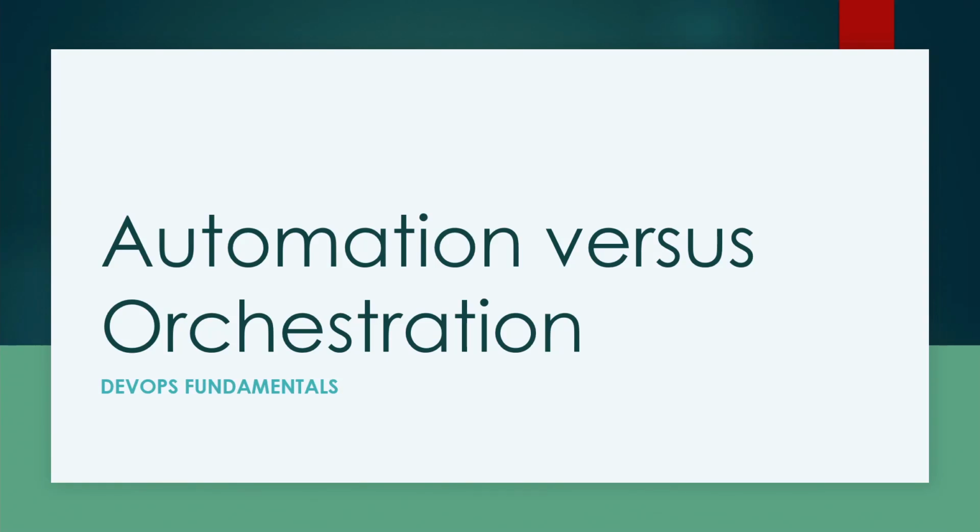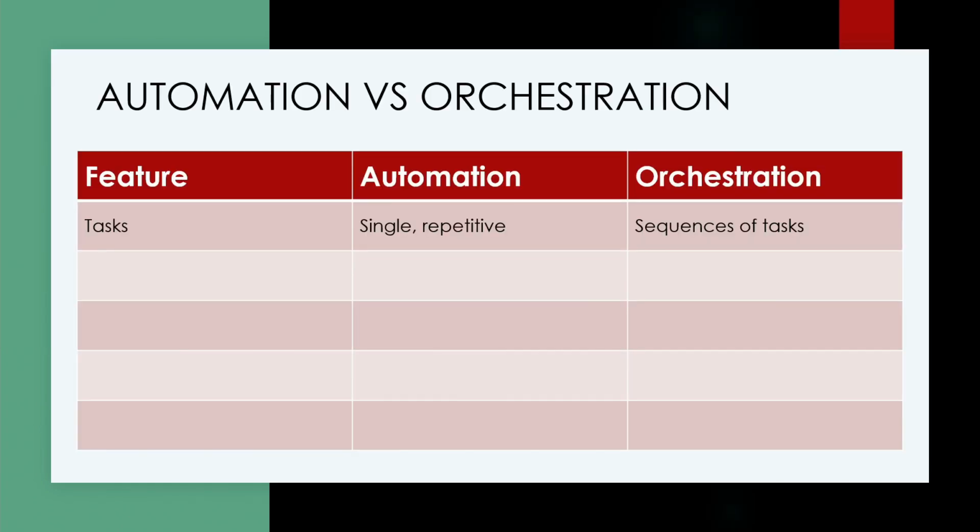One important DevOps concept I want you to understand right away here is automation versus orchestration. A lot of students struggle with this. They think this describes the same thing, and that's not at all true. Automation is where we are taking single, often repetitive tasks, and we are automating them so we don't have to do them.